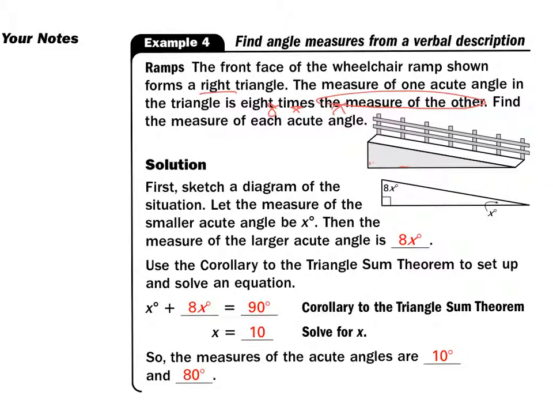And as long as I have that, now if I use the corollary to the triangle sum theorem to set up and solve the equation, it would look something like this. It would look like x plus 8x equals 90 degrees. And if you solve that equation, you should have x equals 10. And now if x equals 10, obviously, if this is 10 degrees, the other one would be 80. It's 8 times 10. So that's the answer to the other question.